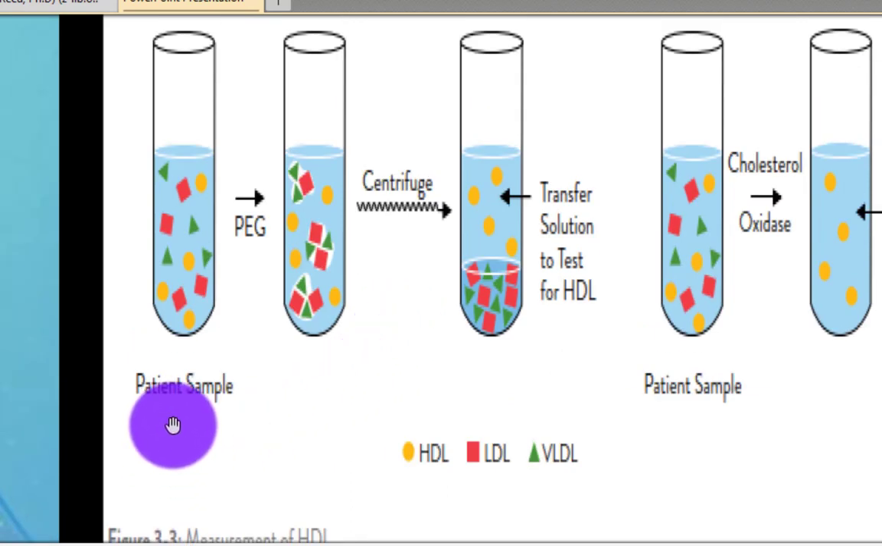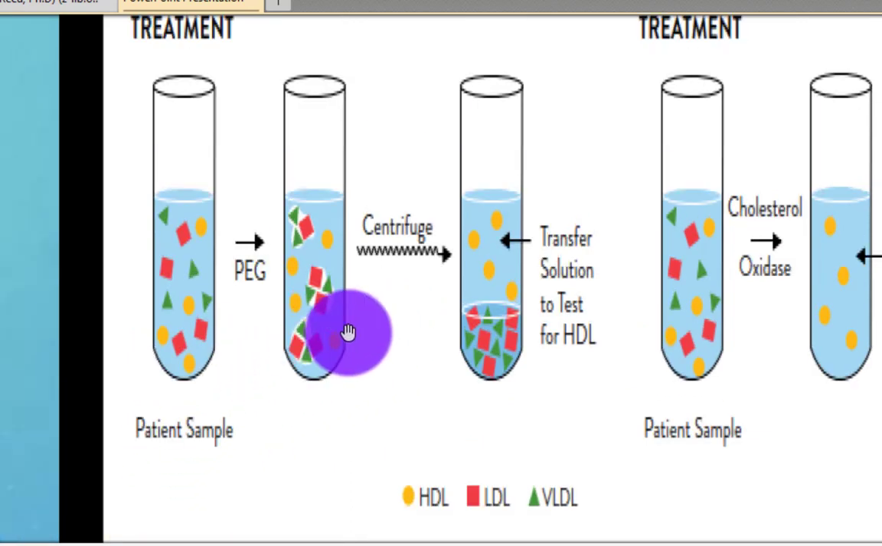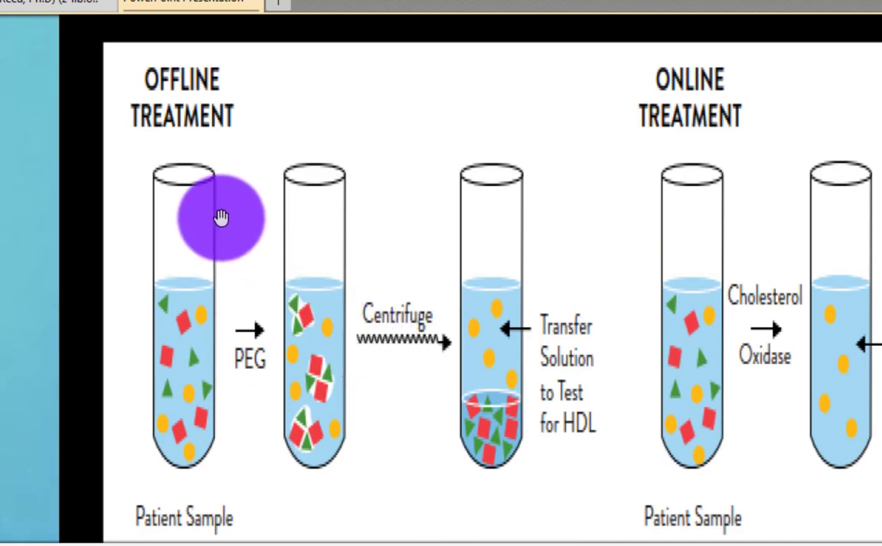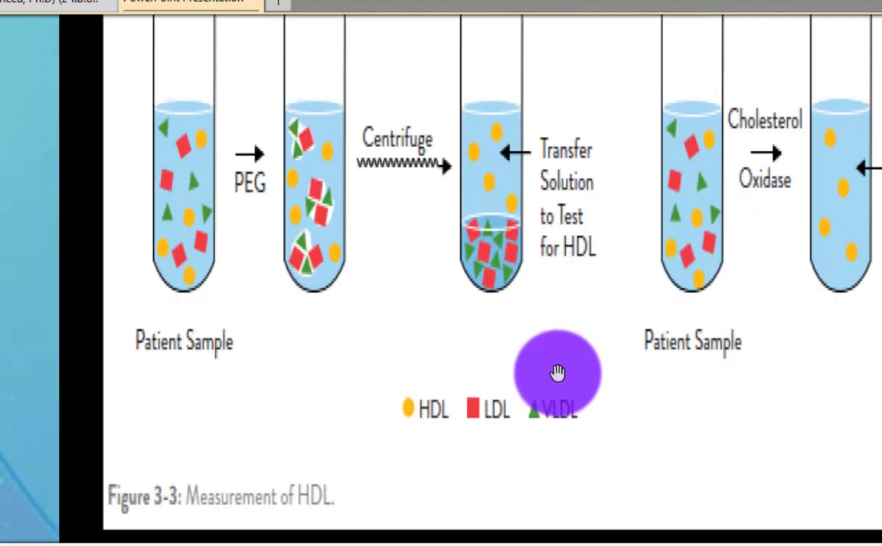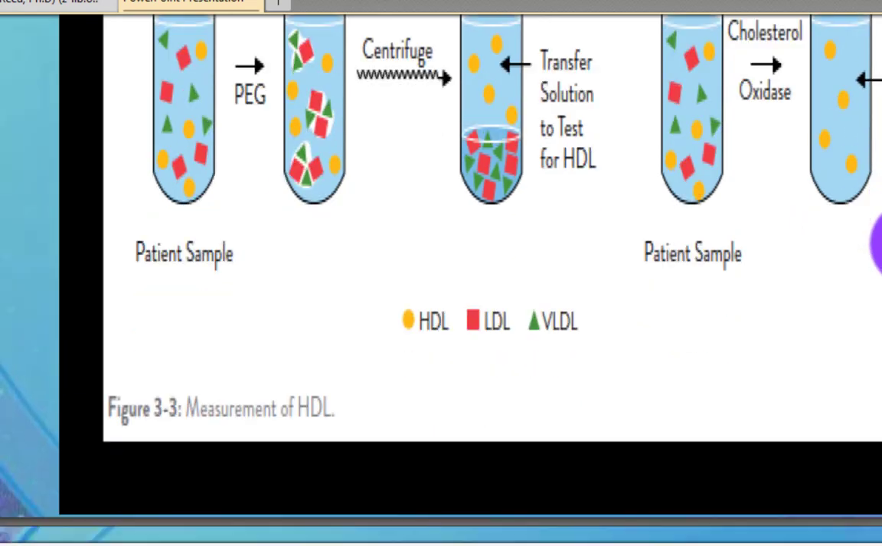Here is the comparison: PEG, centrifuge, offline treatment, and this is online treatment. Transfer the solution to test for the HDL. Here the HDL, here the low density lipoprotein and very low density lipoprotein, the green one. Cholesterol oxidase, patient sample, cholesterol oxidase directly for HDL.